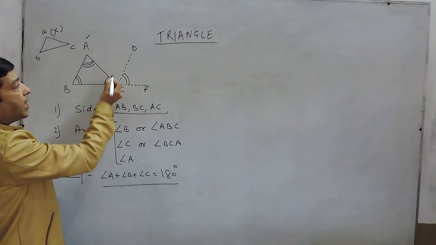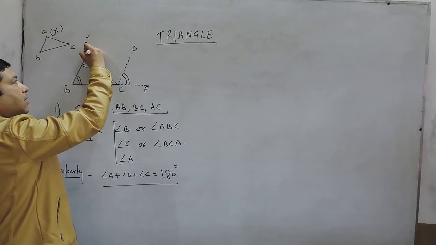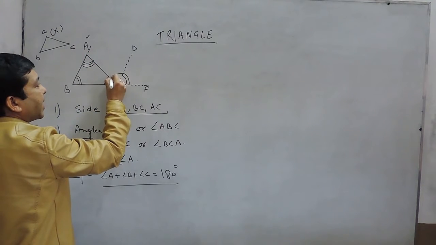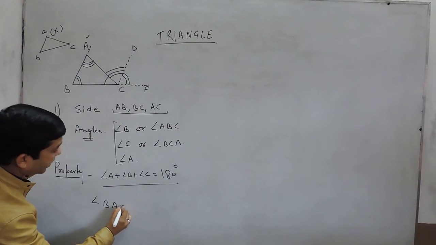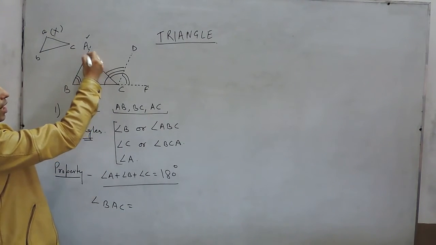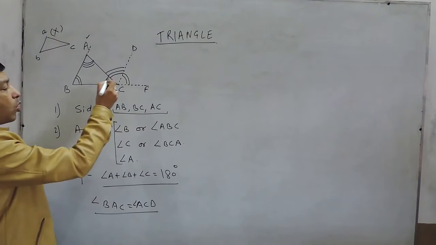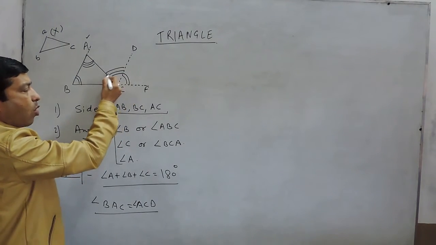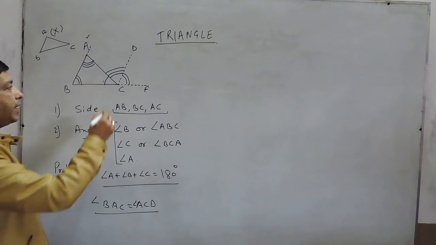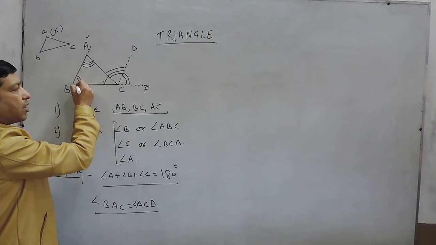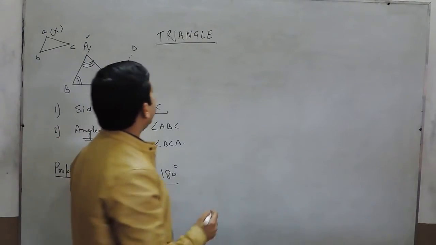Now, taking this as a figure, angle BAC and angle ACD are both equal. So if we take this as a whole angle, then we know that the straight line angle is 180 degrees, and this is the sum total of the 3 angles which are there. So the sum total of all the angles of all triangles is always 180 degrees.